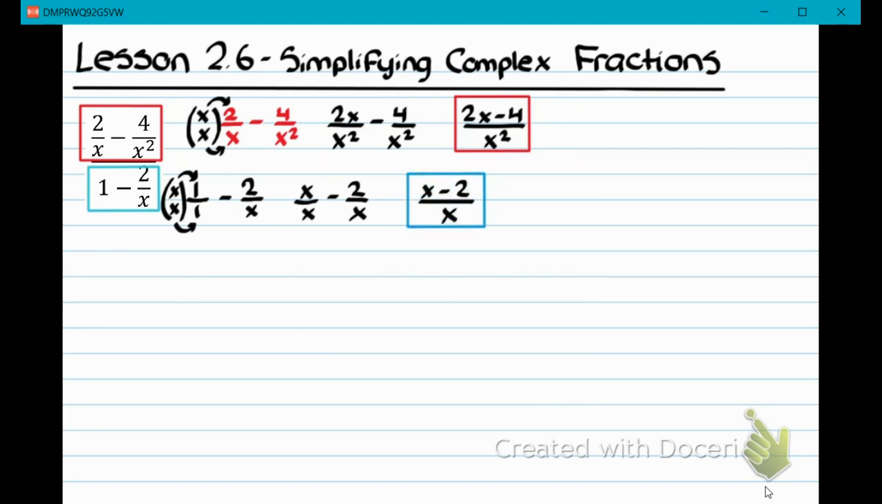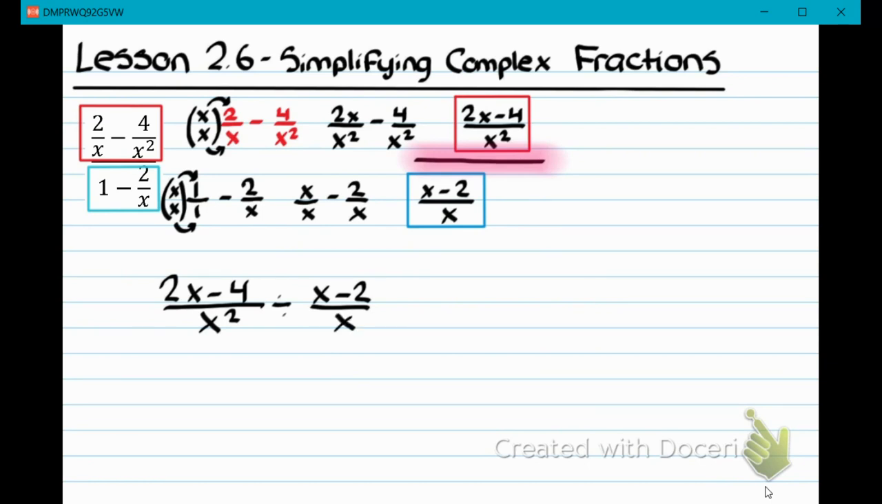So now these two are being divided. What is our next step? Hopefully you change the division line, which is right here, to a division sign. So we're going to write them side by side. 2x minus 4 over x to the second divided by x minus 2 over x.